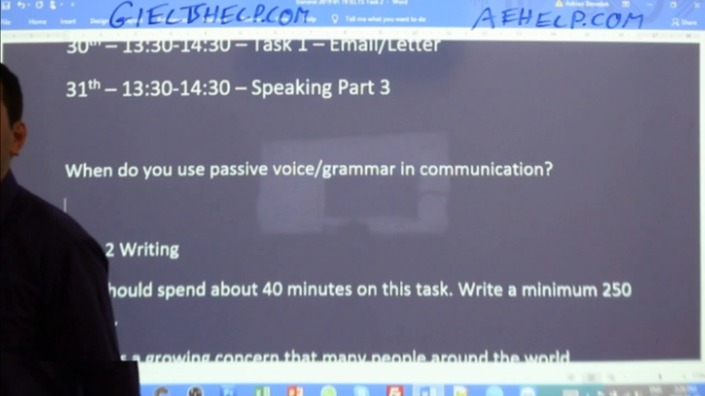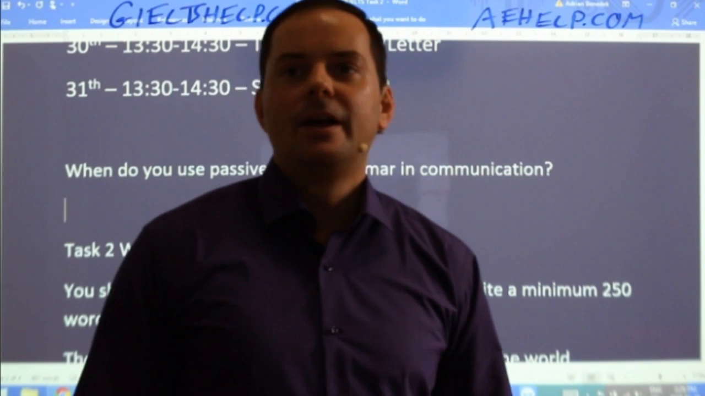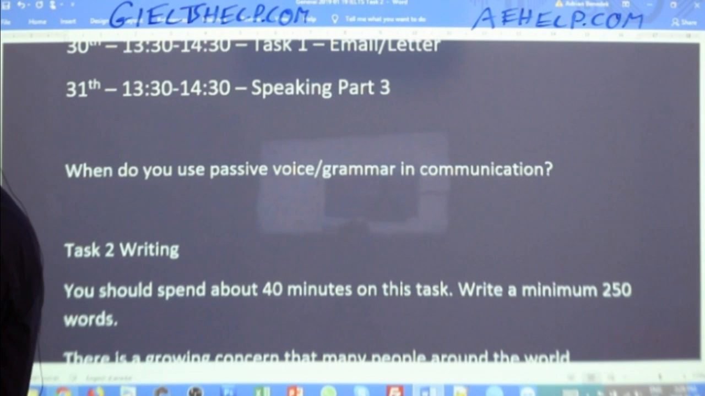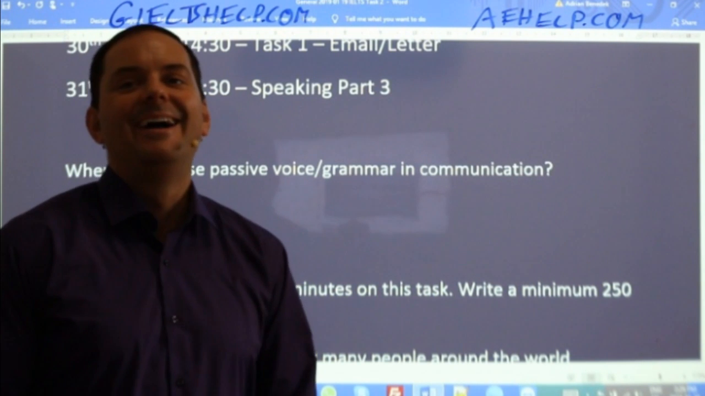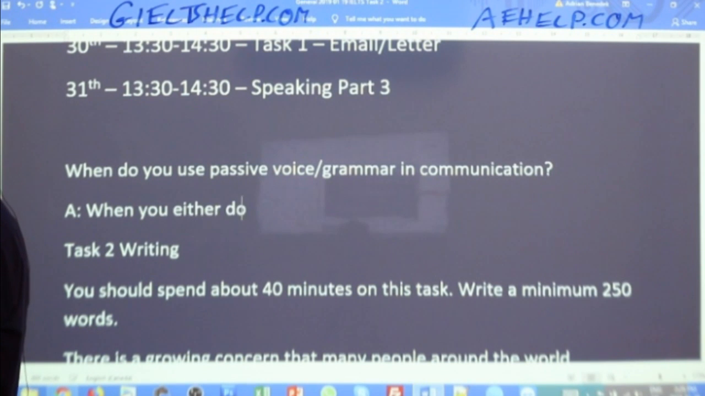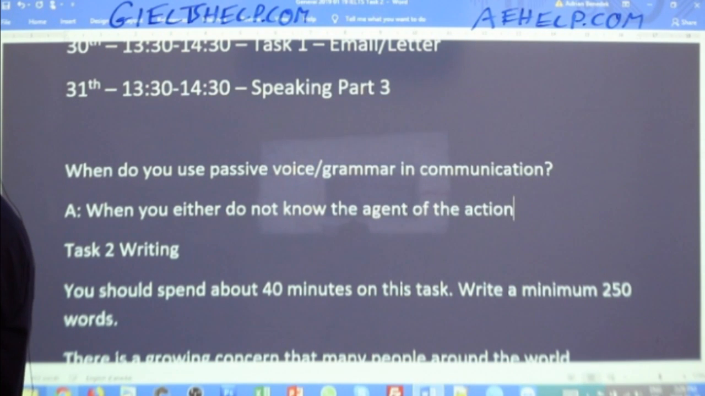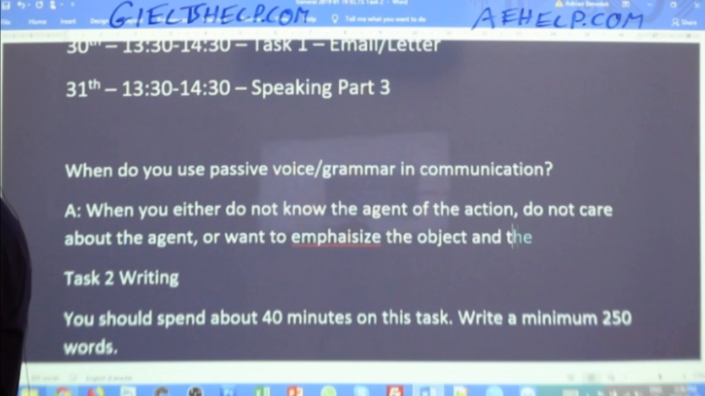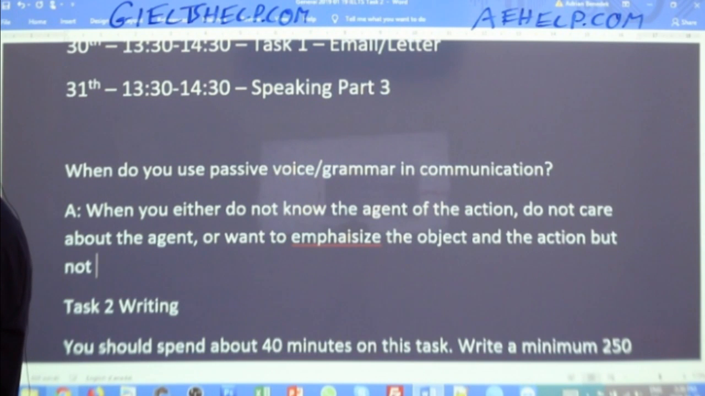Okay, it's logic. You should always use logic. Okay. It's not when active is not required. It is, drum roll please. It's funny, Jubilant. Yeah. When you either do not know the agent of the action, do not care about the agent, or want to emphasize the object and the action, but not the agent.